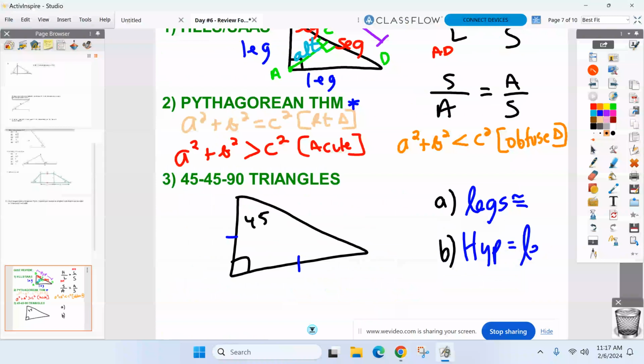Times the square root of 2. What times the square root of 2? A leg. Thank you. Times the square root of 2. Everyone's good? Again, hey, you pull a Doyle. We'll call it a Doyle now.